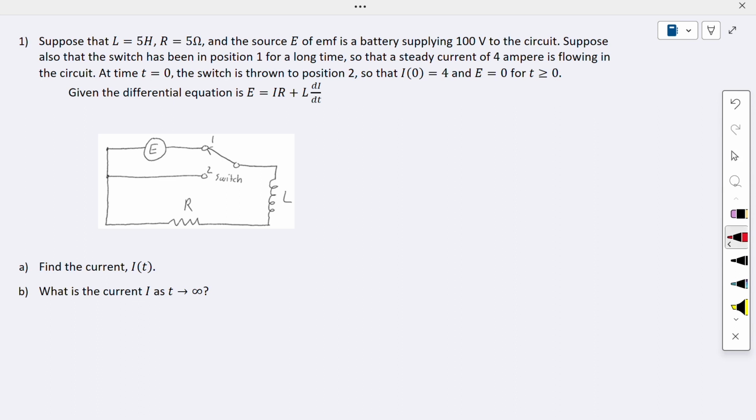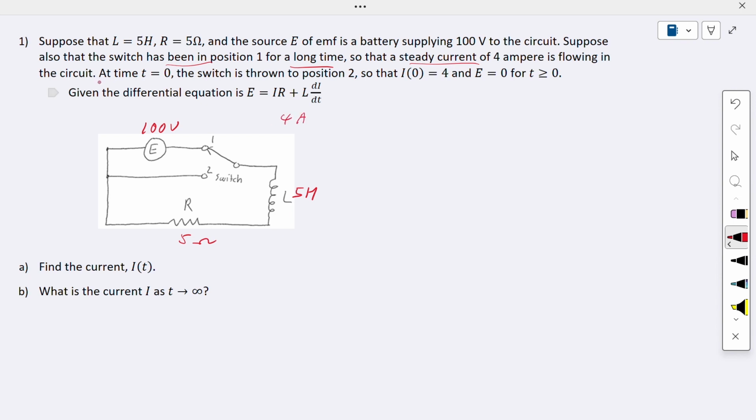Let us see this question. Suppose that we have this inductor with a value of 5 Henry, and our resistance R is 5 ohm, and we have a source here. This EMF is a battery which is going to supply us 100 volt. Suppose that the switch has been in position 1 for a very long time, and the steady current is 4 ampere, meaning that when the switch is in position 1, the current flowing in that circuit is 4 ampere, right?